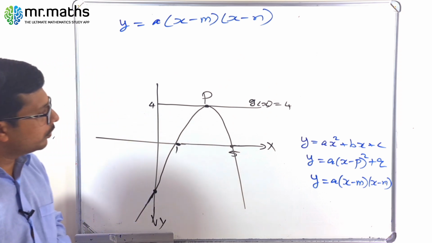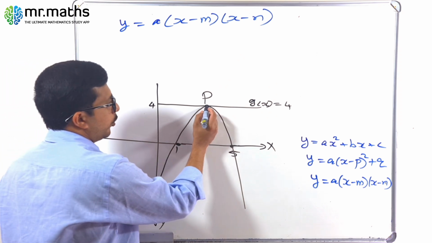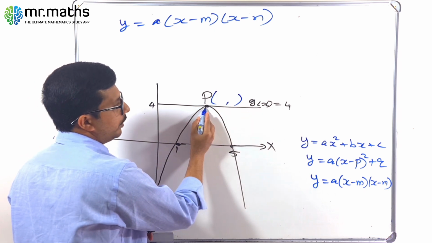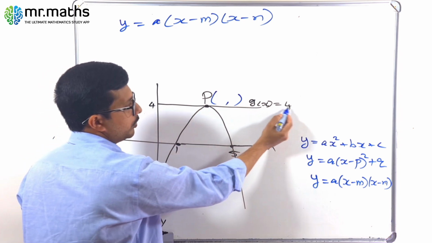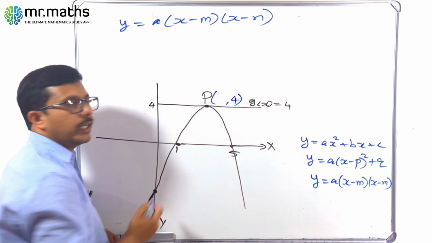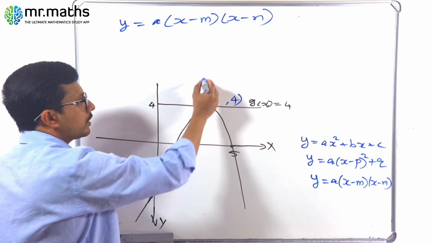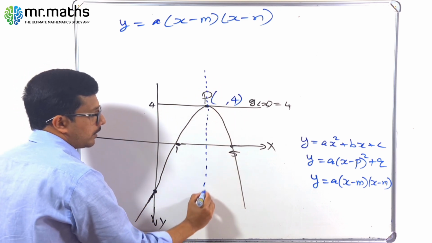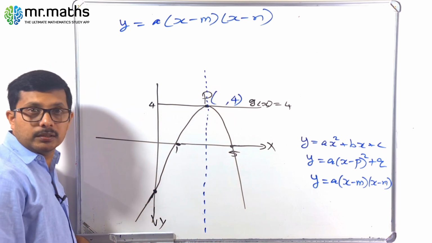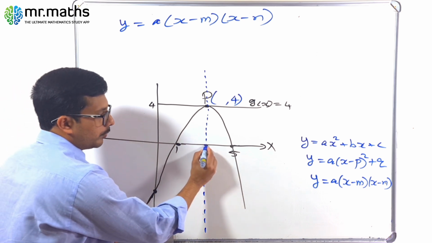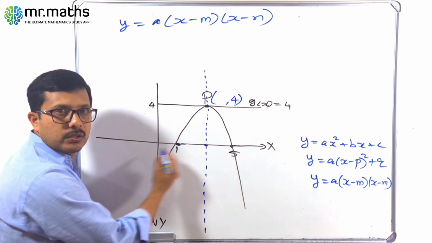Now at this point P, what is the y value? This is 4. So it means that the y value is 4. Now how can I find the x value? This is the turning point. This is the axis of symmetry, not asymptote, axis of symmetry. The axis of symmetry passes through the middle of this one.